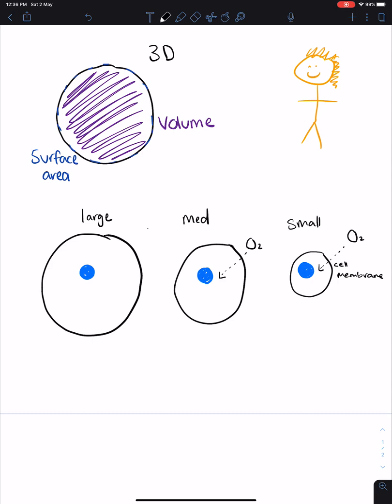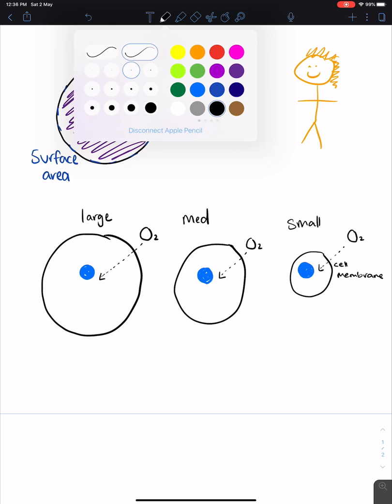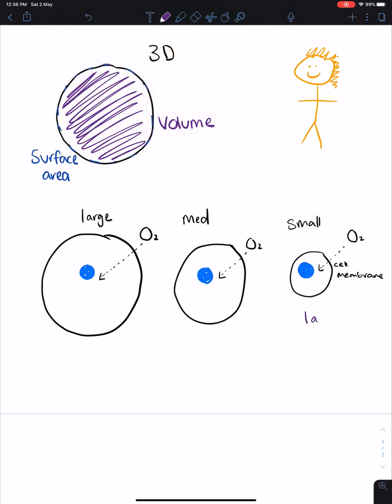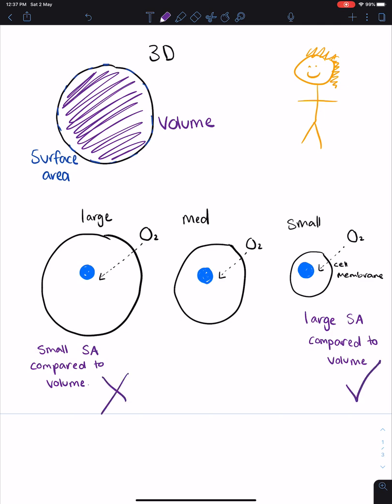Now, if we get to our large cell, the nucleus is right here in the middle. That oxygen molecule has to travel a really, really long way to get to the center, and it's probably going to be essentially impossible with a volume that is this big. So this small cell has a large surface area compared to its volume. Alternatively, the large cell has a small surface area compared to its volume. And this is bad, this is good.